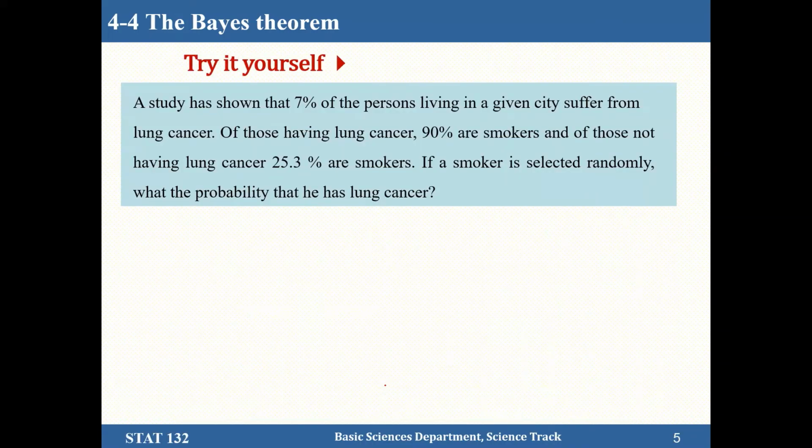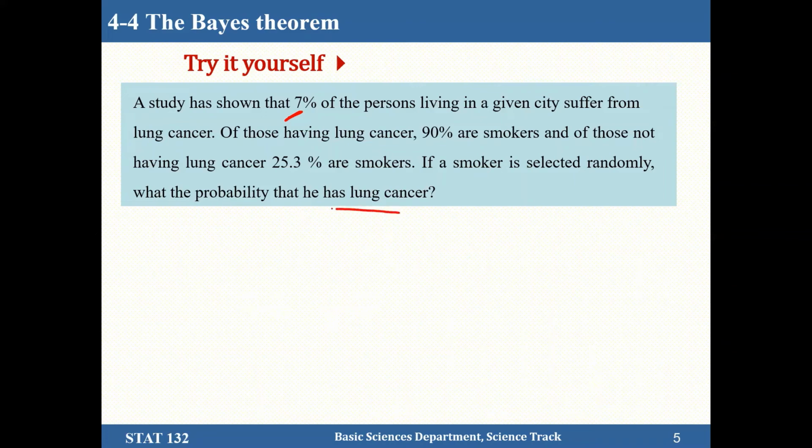The study shows that 70% of persons living in a given city suffer from lung cancer. Of those having lung cancer, 90% are smokers. And of those not having lung cancer, 25.3% are smokers. If a smoker is selected randomly, what is the probability that he has lung cancer?